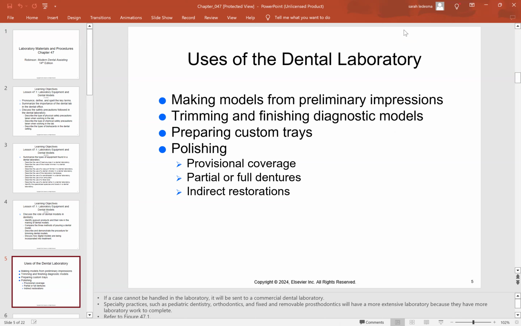Uses in the dental laboratory are going to include making models from our preliminary impressions, trimming and finishing our diagnostic models, preparing custom trays, and then polishing our provisional coverage, partials or full dentures, and our indirect restorations.